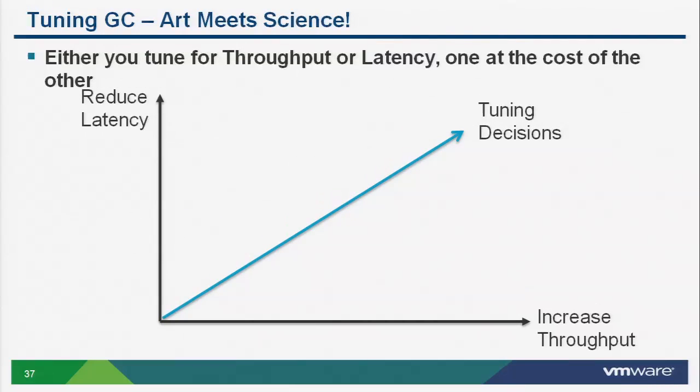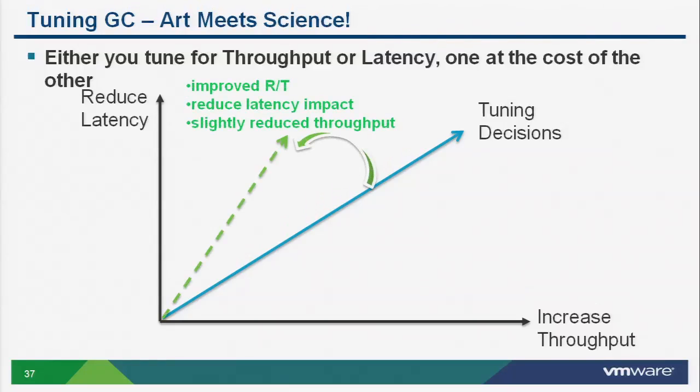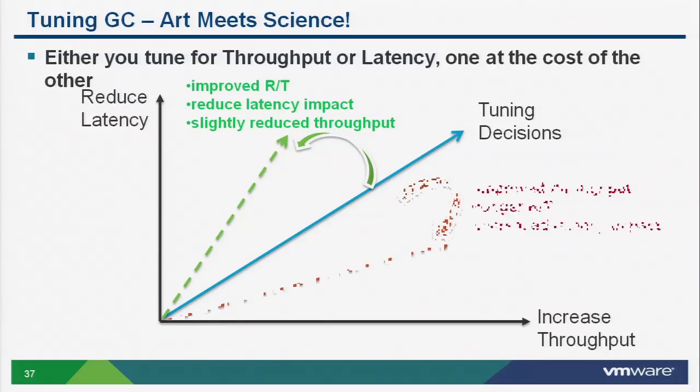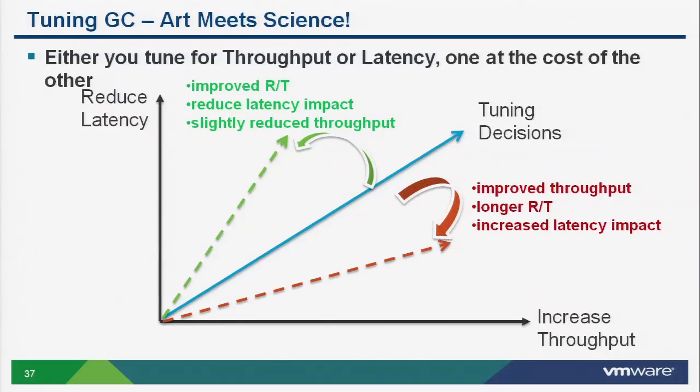Now, doing GC tuning. So let's get into GC tuning. Whenever you're doing GC tuning, you're either trying to reduce latency or swapping that for increasing the amount of throughput. You're always compromising one for the sake of the other. So if I reduce the impact of latency, I'll get an improved response time, reduced latency impact, but slightly reduced memory throughput. Or I'm going to go the other way.